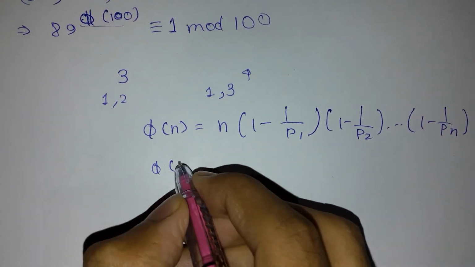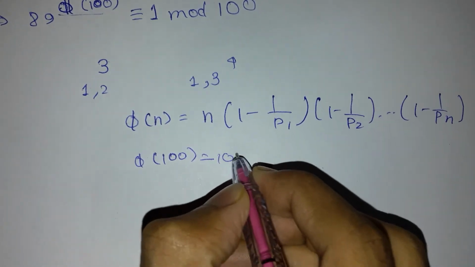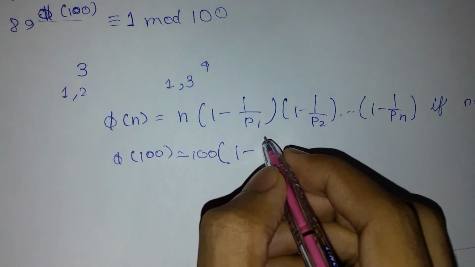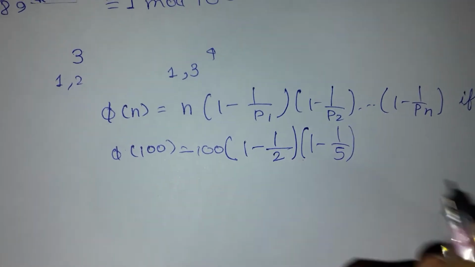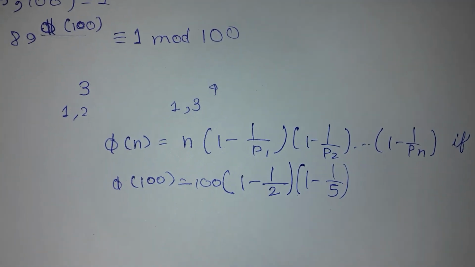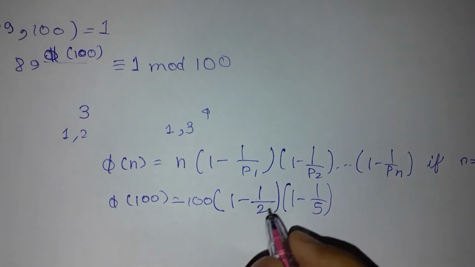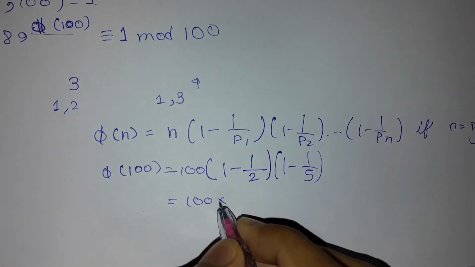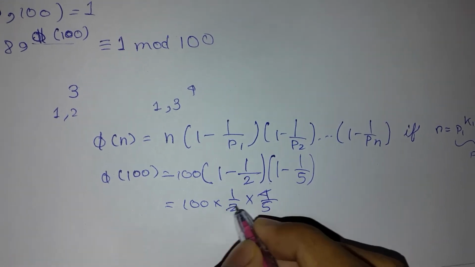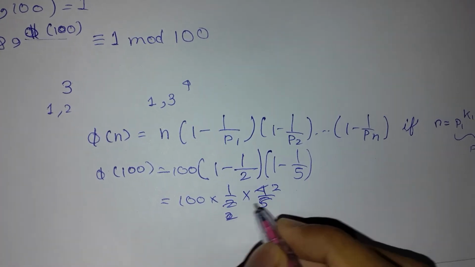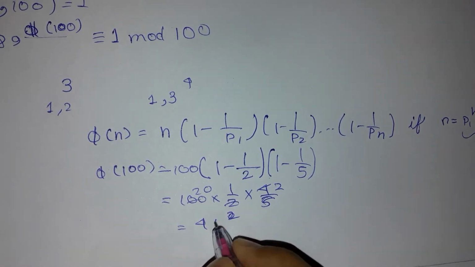So phi of 100 is 100 times... Now notice the first prime in 100 is 2 and the second prime is 5, and other than that nothing is there because 100 is 2 squared times 5 squared. So it is 100 times (1 minus half), which is half, and (1 minus 1 by 5), which is 4 by 5. So this cuts out 2, and this is 20, so this is 40.